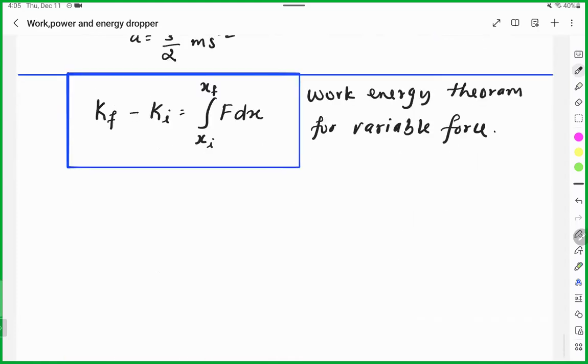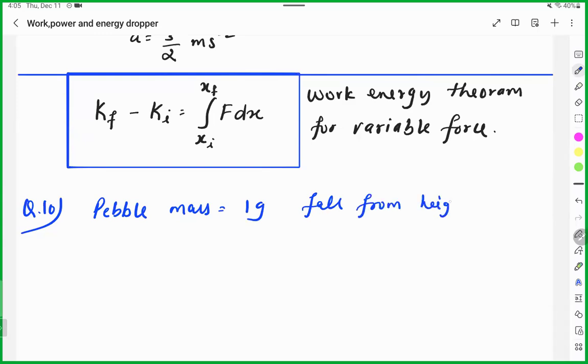Question 10. Consider a drop of small pebbles of mass. You have a pebble and each pebble of mass 1 gram falls from a height of 1 kilometer. It hits the ground with a speed of 50 meter per second. What will be the work done by the unknown resistive force?